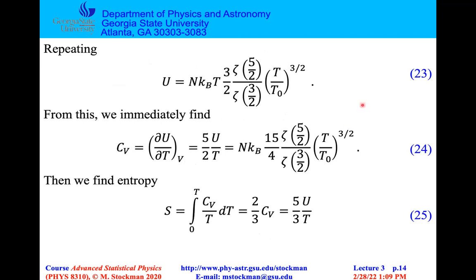Let me repeat this formula. Now I can find C_V. I will differentiate it over T. And this will give me power of T, which is 5/2. The coefficient will have 5/2, U divided by T, differentiation removes 1 power of T. Well, this 5/2 by 3/2 gives me 15/4, ratio of zetas, and power of 3/2, temperature is left.